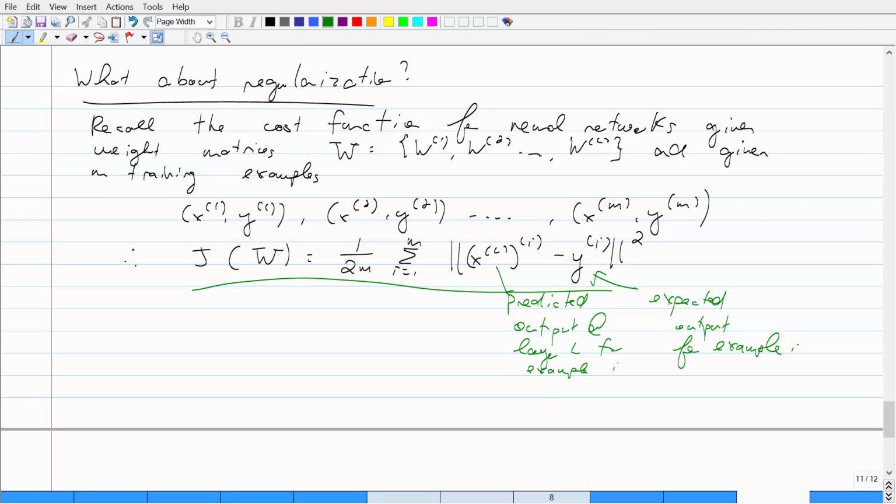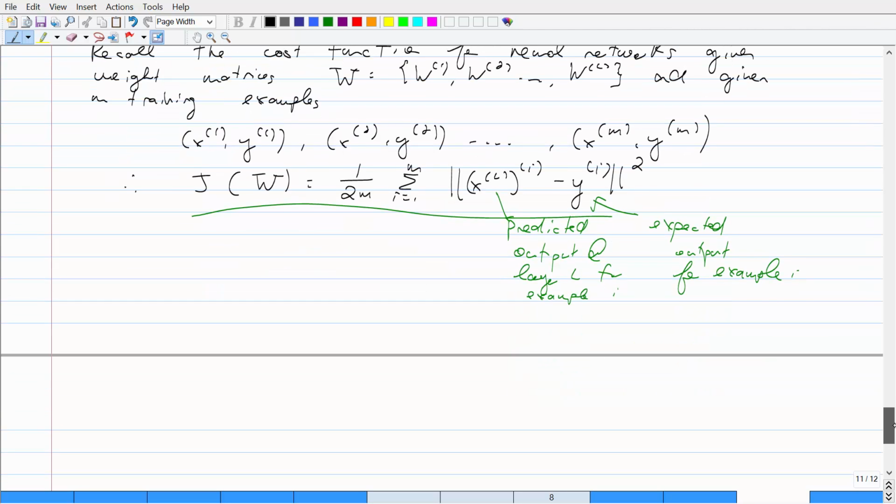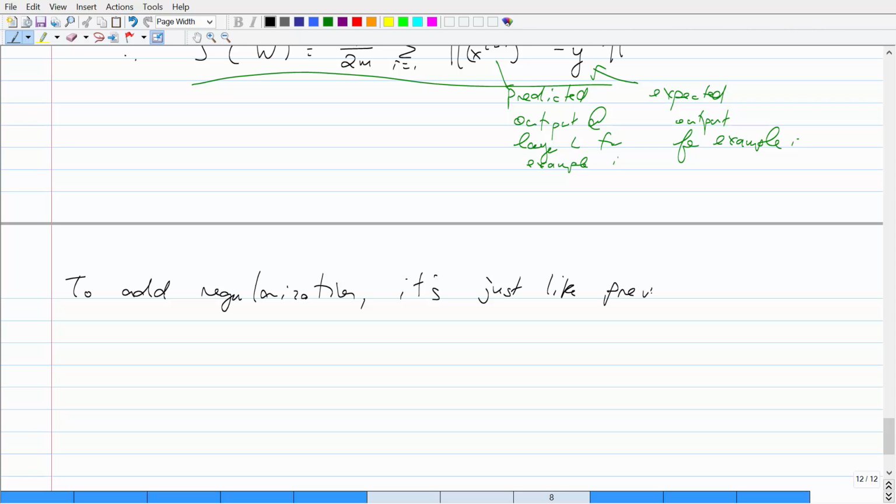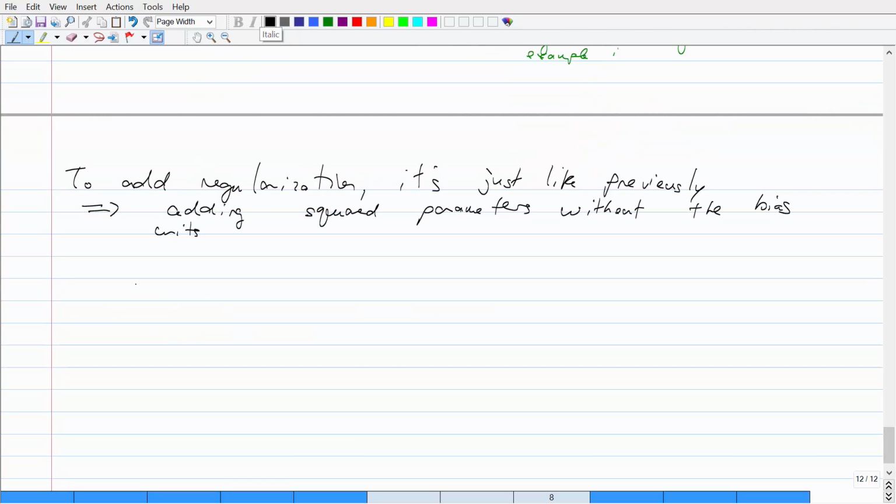Okay, so if you wanted to add regularization in, all you have to do is add in the parameters that you want to find, and you just square them, right? You're adding regularization to it. It's just like what we saw previously. So all you're doing is just adding squared parameters, but make sure you don't touch the bias, without the bias units, right? Because the bias units actually contribute the most accuracy, so you never add any regularization to the bias units. So finally, it's just this as before.